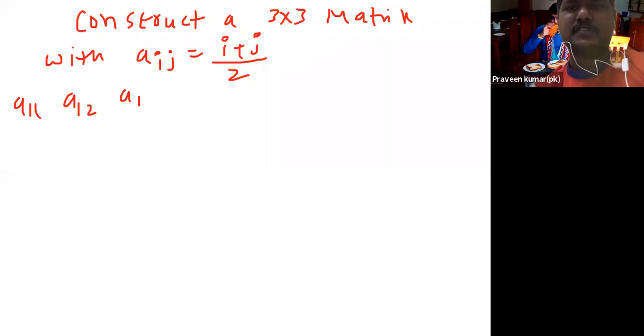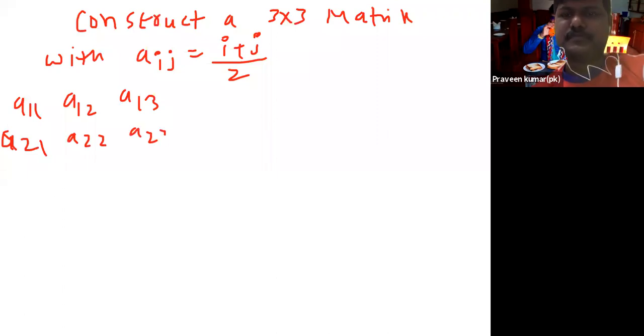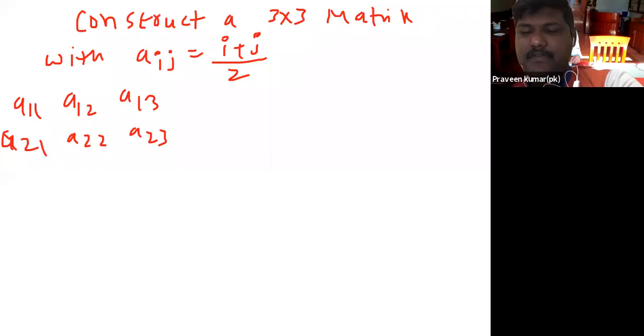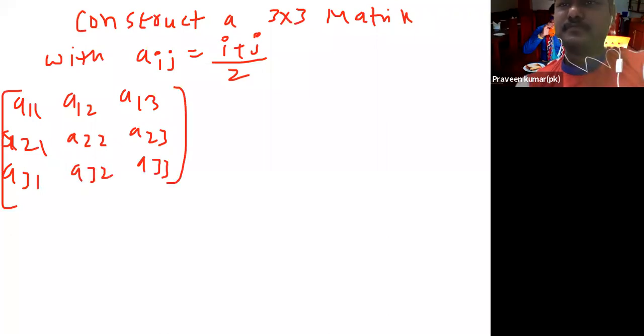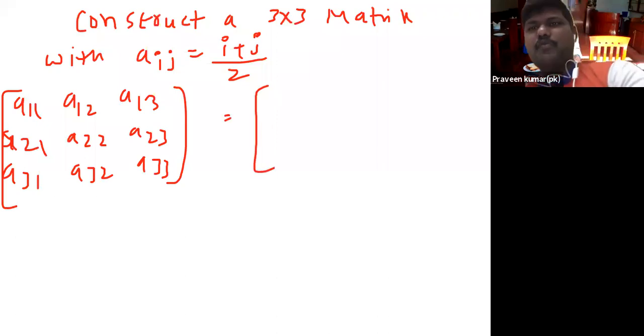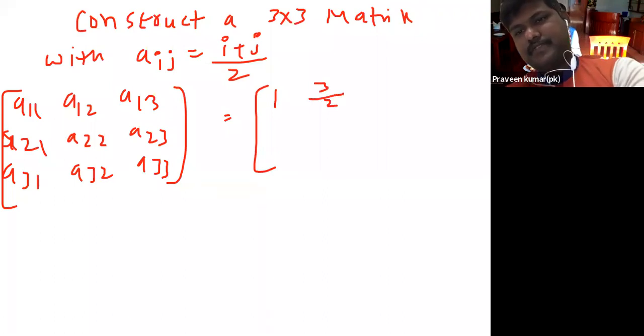A11, A12, A13, A21, A22, A23, A31, A32, A33. A11: 1 plus 1, 2 by 2, 1. A12: 1 plus 2, 3 by 2. Correct, Neetu? Perfect, perfect, Neetu.